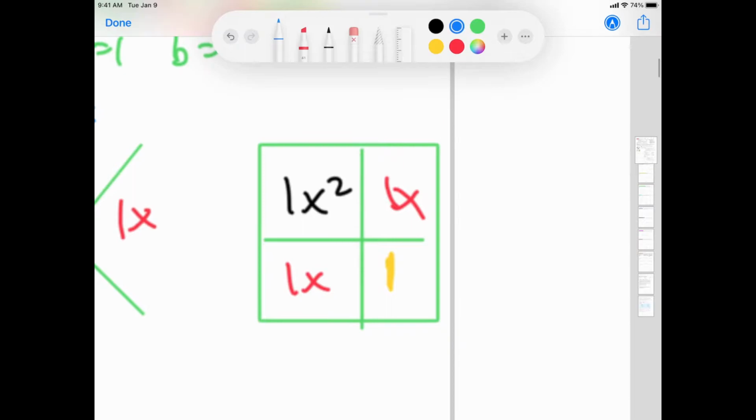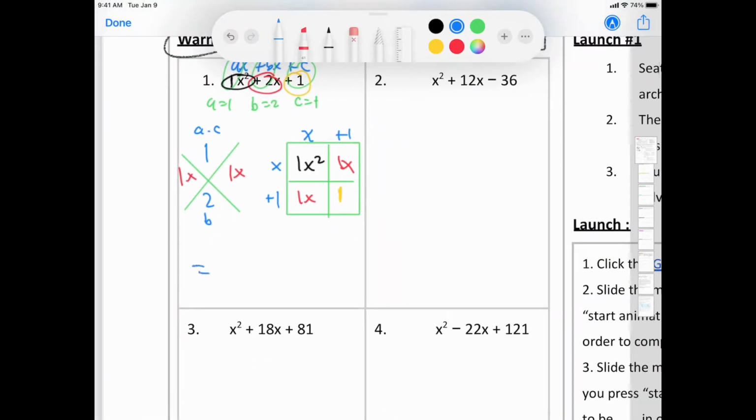Let's now take the greatest common factor. I have an x for that row. This column is also an x. The row going left and right is going to be a positive 1, and this column is also going to be a 1. So we can factor that to be x plus 1, x plus 1, but they're identical, so we can just write (x plus 1) squared as our answer.